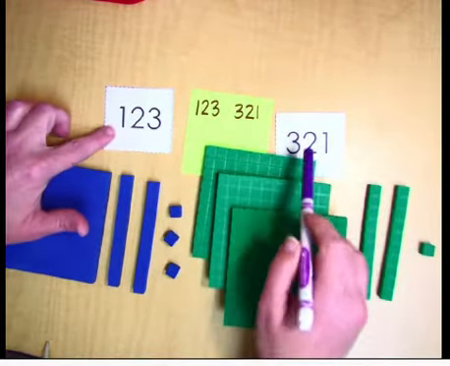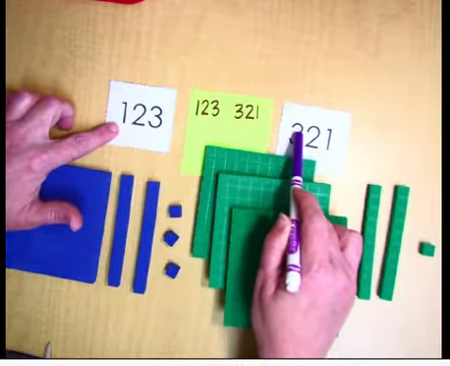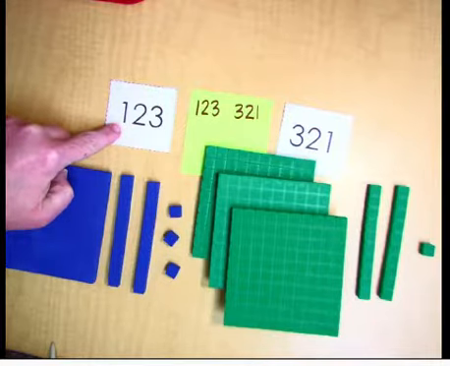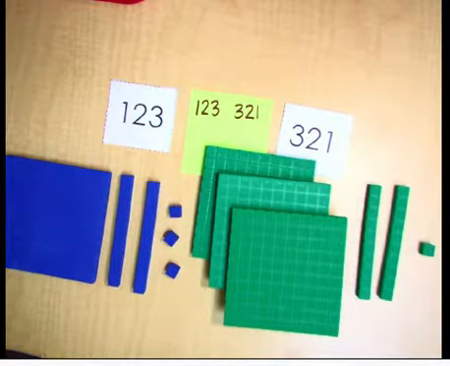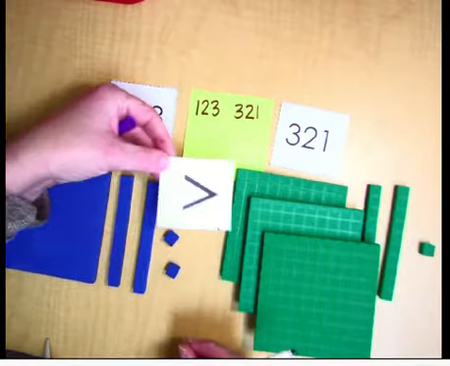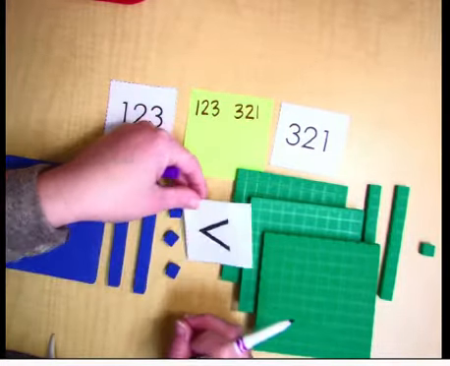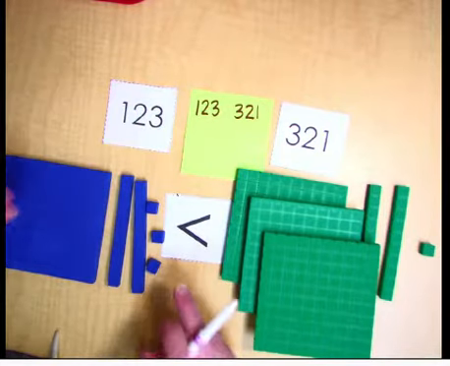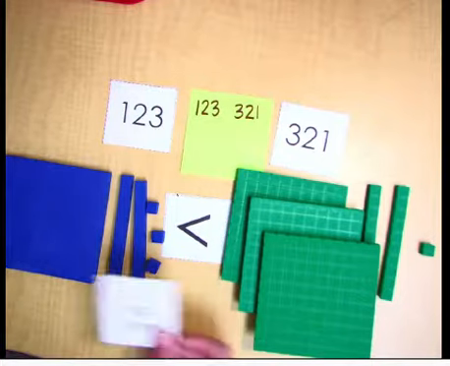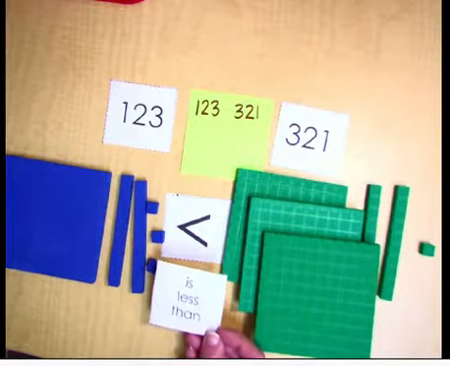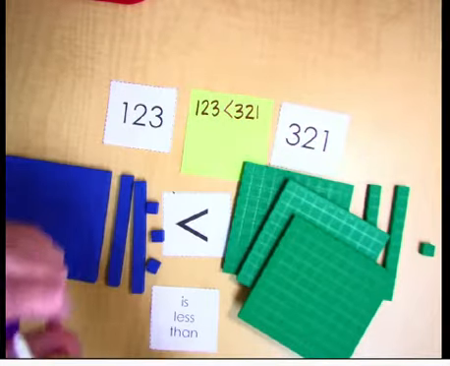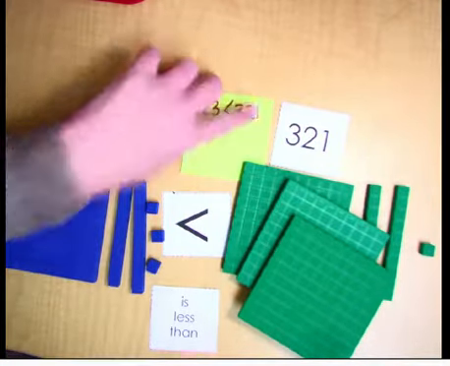The numbers are not the same, so we didn't have to compare the next digit. So 123 is smaller than 321. Our symbol would go this way, right here, and we read it as 123 is less than 321. So the larger number is 321.